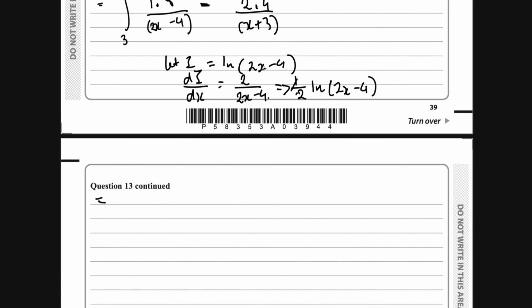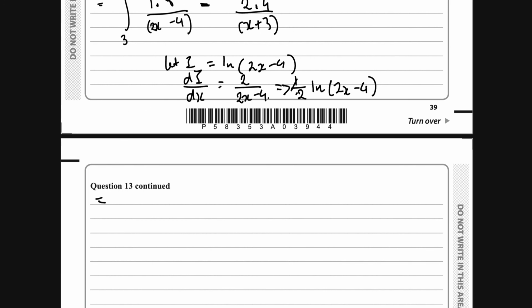So I'm going to let I equal ln(2x − 4), and if I differentiate this, I get 1 over 2x − 4. Because I need to use the chain rule here, I have to multiply by the derivative of the inside, which is 2, and I end up getting 2 over 2x − 4. So ultimately, what I need to do is halve this, in order to get just 1 over 2x − 4 on its own.